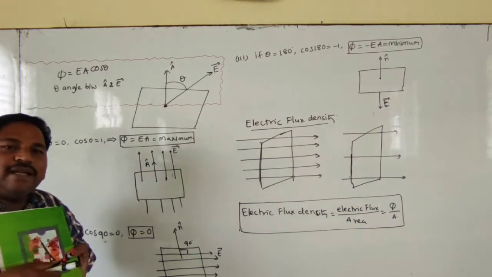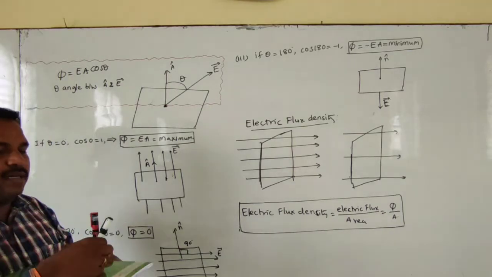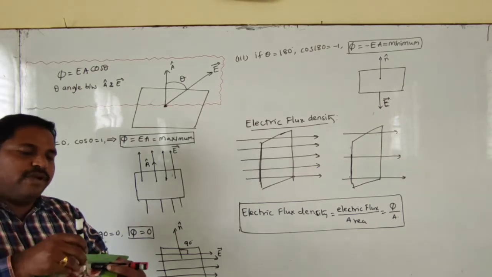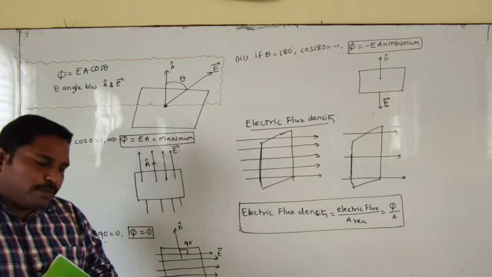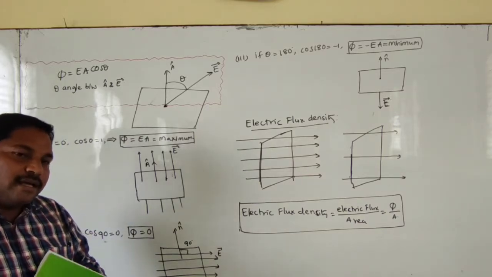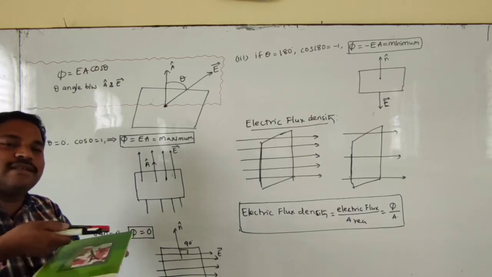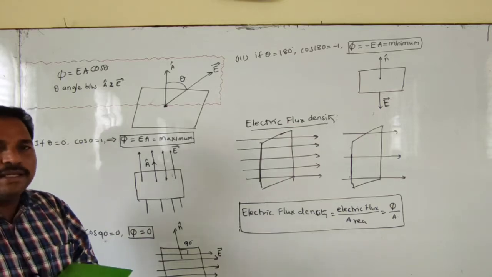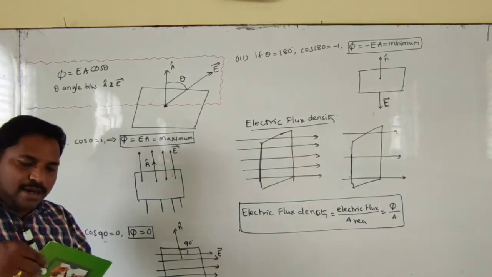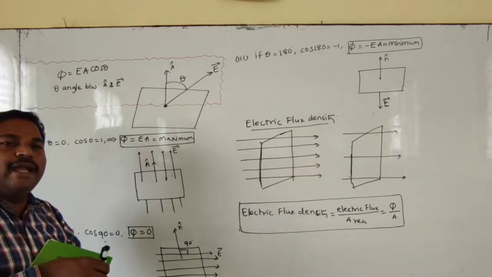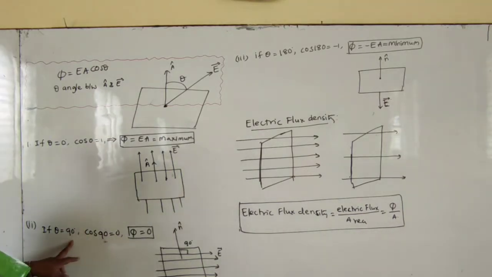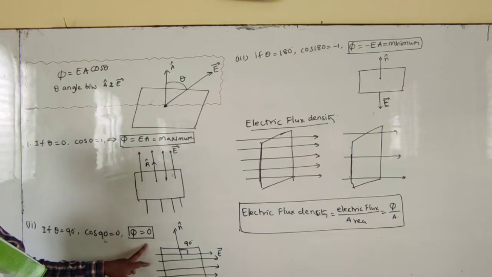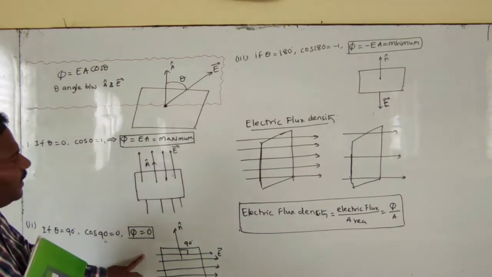Now the orientation of the loop is changed, keeping the field constant. This is the area of the loop and the electric field is in this direction. Are any electric lines of force crossing the surface? No. That means flux is 0. There is no flux. Here, what is the angle between the normal to the loop and the electric field? 90 degrees. Cos 90 is 0, and when cos 90 is 0, the flux becomes 0. So this is the second case.